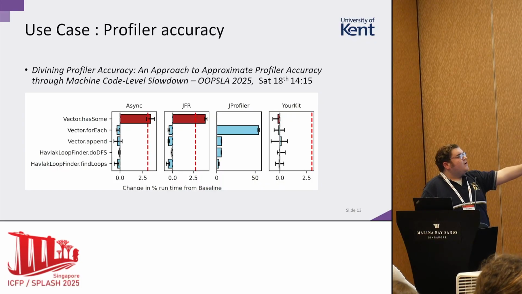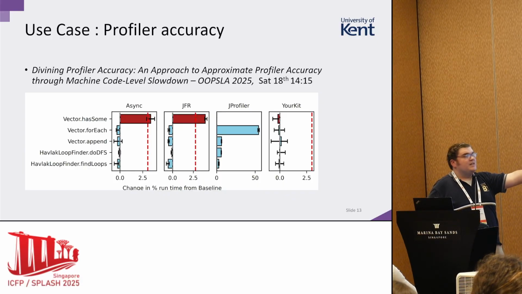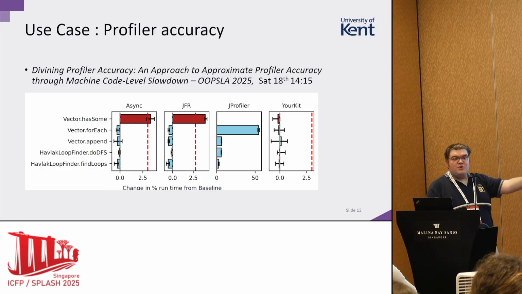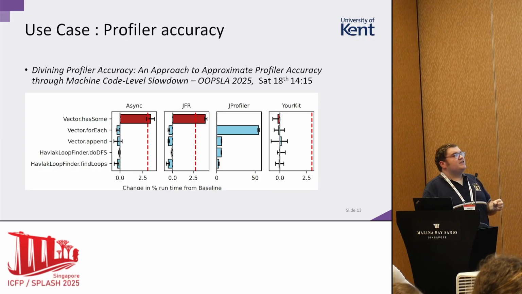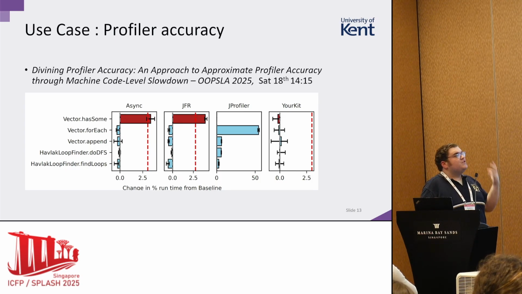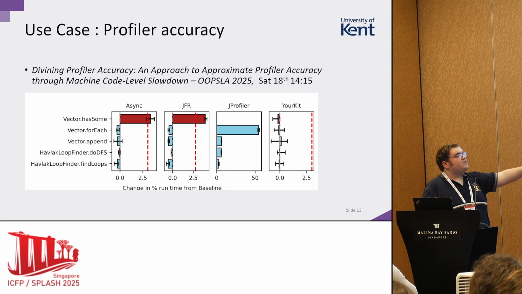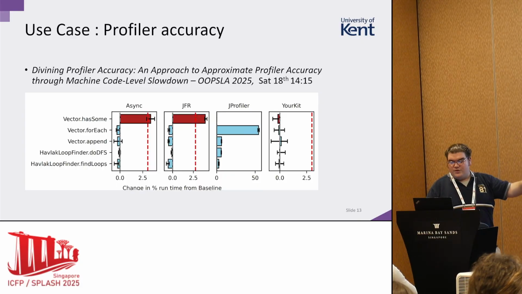Async and JFR, Java Flight Recorder, have actually detected this change in runtime, but JProfile has not detected any change in vector.hasSum, even though it's running 5 seconds slower. And YourKit has also not detected a change in that, and maybe actually slightly decreased the amount of runtime. So this has actually allowed us to evaluate these profilers and their level of accuracy, with async and JFR for this one experiment having good accuracy, but JProfile and YourKit not so.